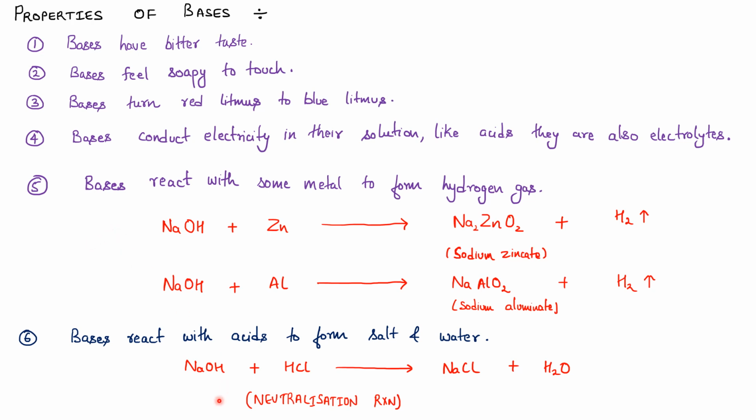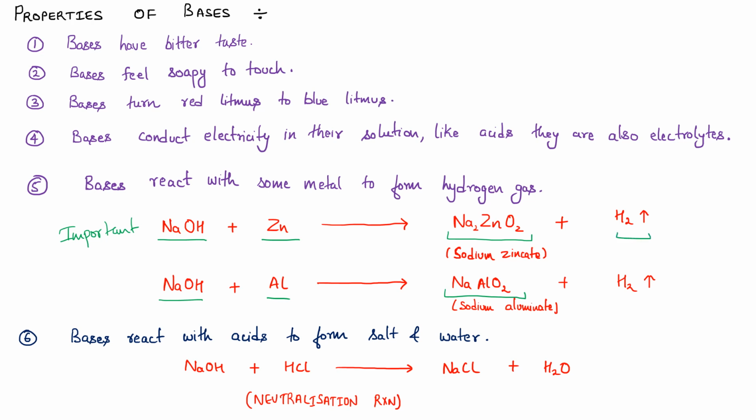And like acids, not every base and every metal react, but some metals react with base to form salt and hydrogen gas. Like in this example, sodium hydroxide reacts with zinc to form sodium zincate. This reaction is very important. It is frequently asked in your CBSE examination. When sodium hydroxide reacts with aluminum, it forms sodium aluminate. Kindly learn the formulas of sodium zincate and sodium aluminate. These are commonly asked questions by CBSE, and it also liberates hydrogen gas.